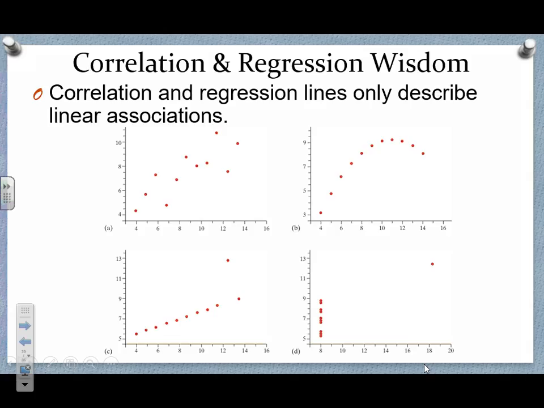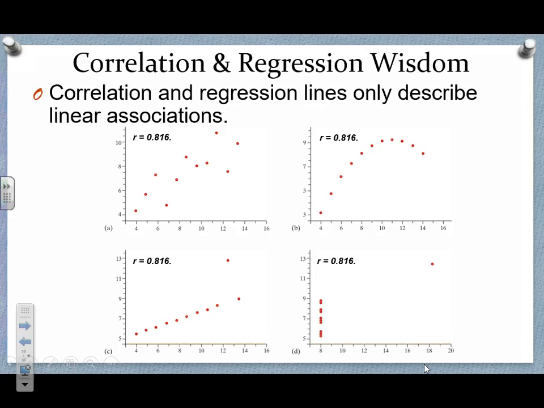But if we look at these four graphs and we actually calculate correlation, they would all come out to be identical. These four different data sets all look quite a bit different, but they all come up with the same correlation coefficient. So if you calculate correlation without looking at the scatter plot, you might be getting some information that doesn't really make sense. So it only works for linear associations.